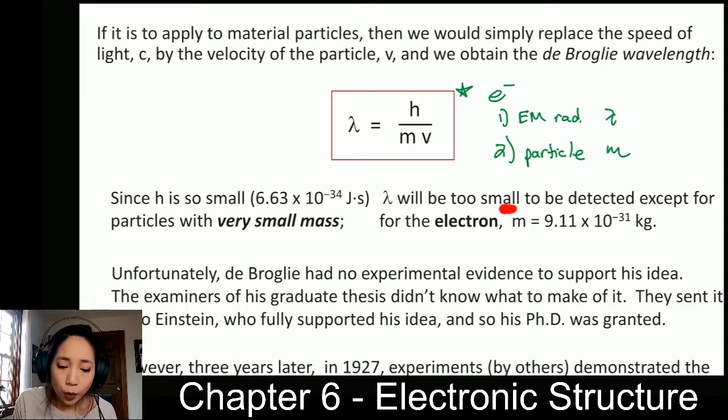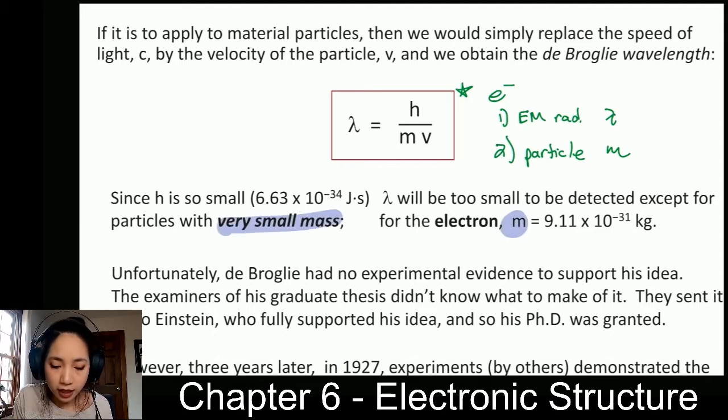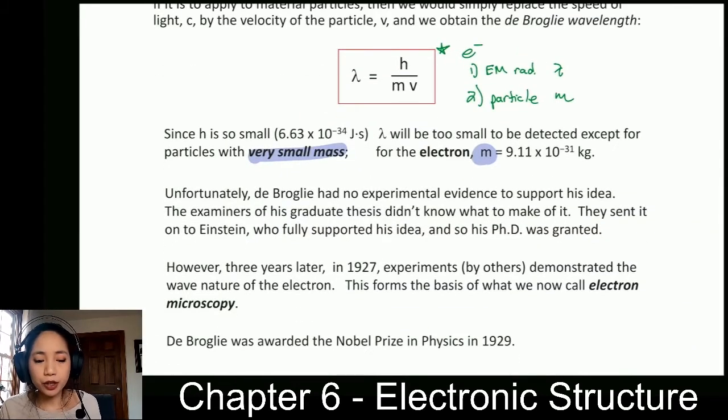So the wavelength that you calculate from the de Broglie wavelength calculation will be really, really small to detect unless the mass of the particle is very, very small. And so this is how electrons get put into play, because the mass of electrons is very, very small. The mass of an electron is 9.11 times 10 to the negative 32. So if we put that mass number in the denominator and we put Planck's constant up top, we can see that when we divide, we can get out a wavelength that we can actually measure using instruments.